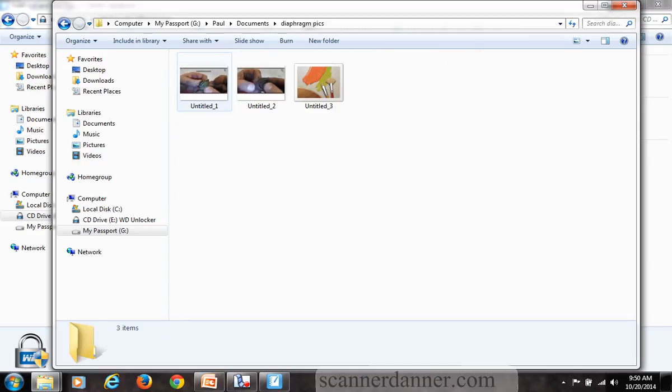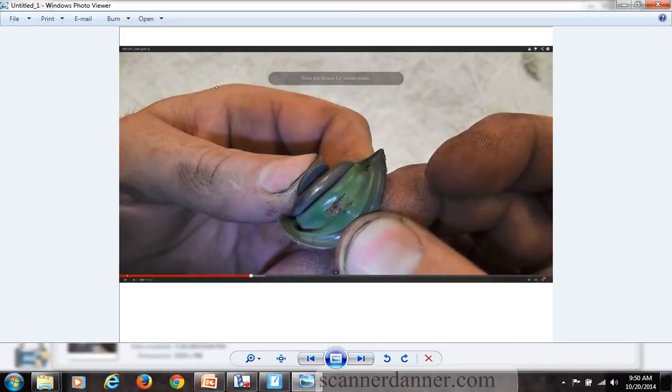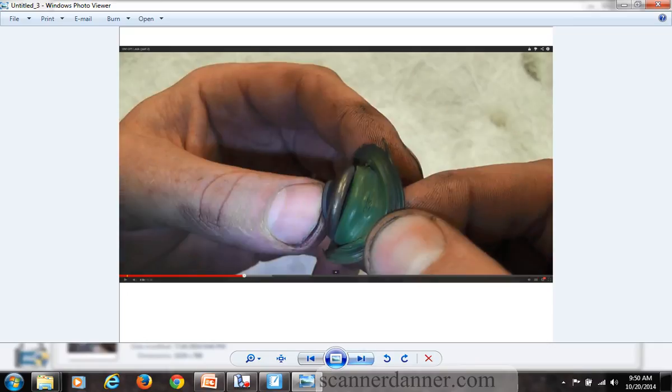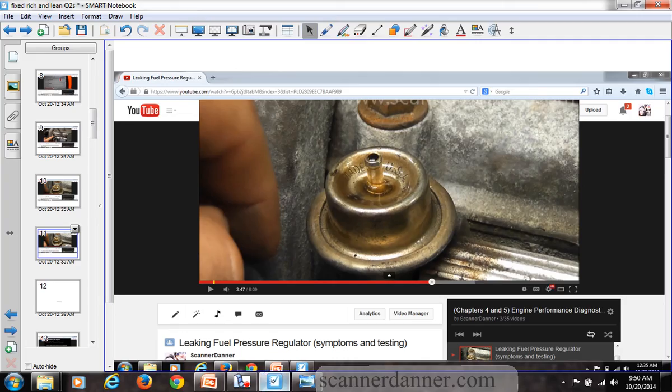This is off of a video I did. That's what happens to those diaphragms internally. See the split in that? What's it allow fuel to do? It allows fuel to come up through. All right, so that's what you're looking at for a ruptured diaphragm. I destroyed it taking it apart, but you see the deterioration in the rubber, and I guess I really didn't need to show you that right now.